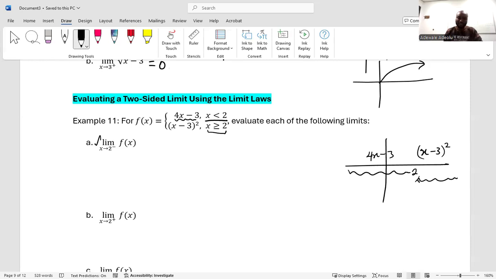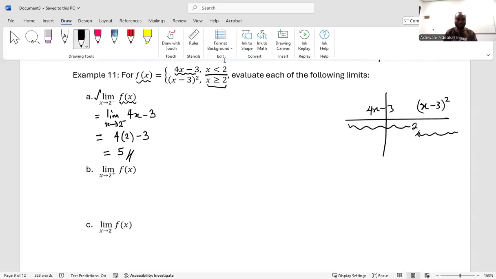Now, evaluate the limit of f of x as x goes to 2 from the left. What part of this function are we going to use? It is going to be this one. The part of the function where x is less than 2, or where x is coming from the left to 2, is what we are going to use: 4x minus 3. And then we just plug in the value. So that is 4 times 2 minus 3. So our answer is 5. 8 minus 3, 5.